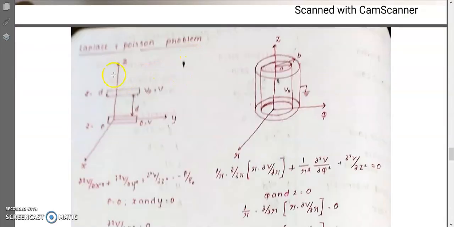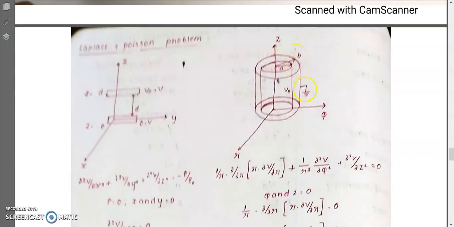So this problem is already solved. The next problem is about a cylindrical coordinate system. Here is a simple figure, a simple pictorial representation. It consists of two cylinders, an inner cylinder and an outer cylinder. The inner cylinder has a radius of A, and the outer cylinder has a radius of B.